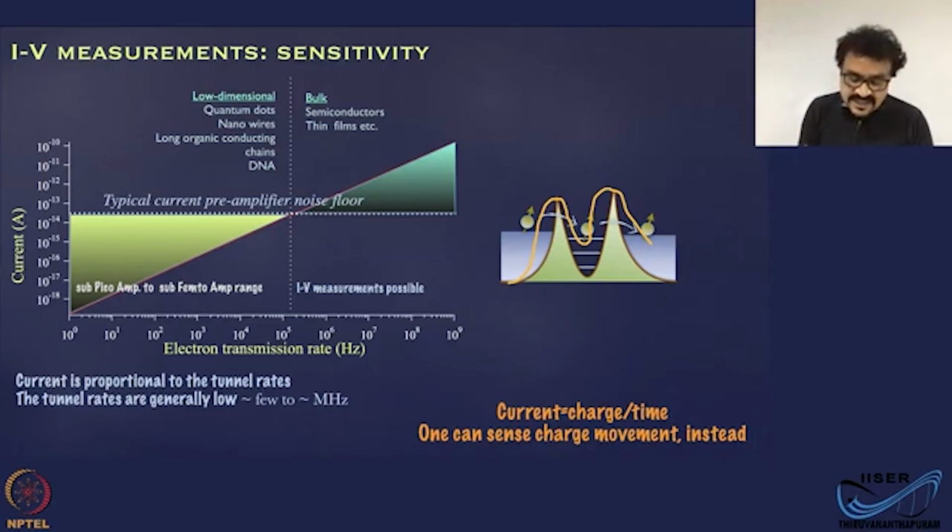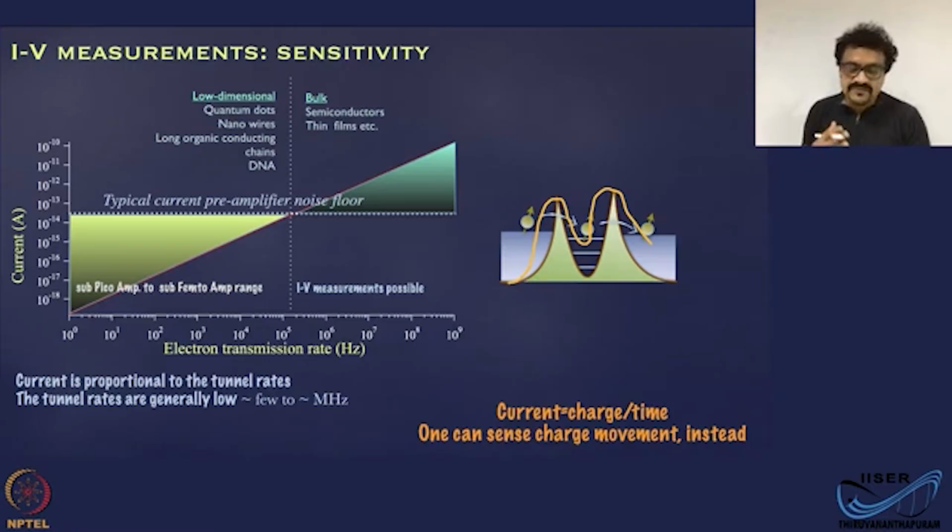So in a nutshell, the current is proportional to tunnel rate, and the tunnel rate for many of these low-dimensional systems that we encounter is below a few megahertz, can be in kilohertz, where conventional current measurement is not possible. And one can sense a charge movement. That is probably the solution to it. Current is basically charge per unit time, so you can sense the charge movement and you can back calculate what is the current through it.